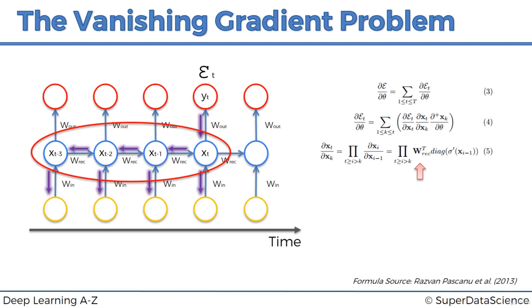Here we've got WREC, which stands for weight recurring, and that is the weight used to connect the hidden layers to themselves in the unrolled temporal loop. As you can see on the left, in order to get from xt minus 3, remember this is a layer, to xt minus 2, you need to apply WREC. Then from here to here, apply WREC.